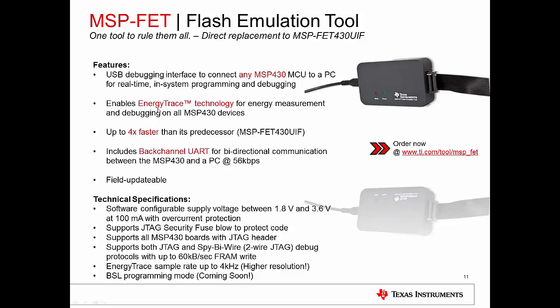It does include EnergyTrace technology, just like the EZ-FET. This tool is 4 times faster than its predecessor, and it now includes a backchannel UART also, just like the EZ-FET, which operates up to 56 kilobits per second. This is also field updatable. Just like our previous generation programmer, it supports programmable voltage between 1.8 volts to 3.6 volts with 100 milliamp overcurrent protection. It supports JTAG security fuse blow.